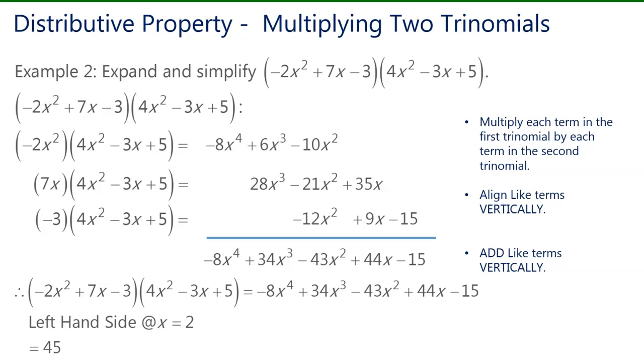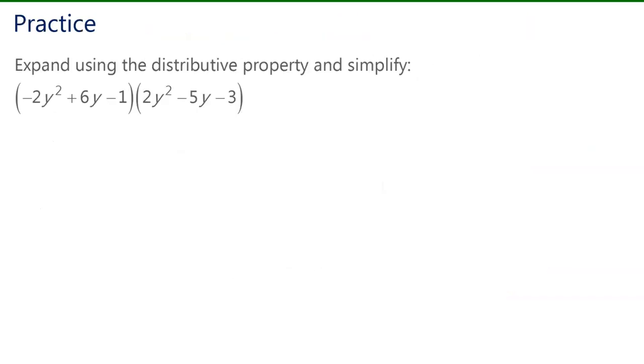We can verify, and on the left-hand side, if we let x equal 2, we get 45. On the right-hand side, if we let x equal 2, we also get 45. Seeing as these two numbers are the same number, we have thus verified our product as being correct. Here's some practice. Expand using the distributive property and simplify. You may wish to hit pause here and try this one on your own.